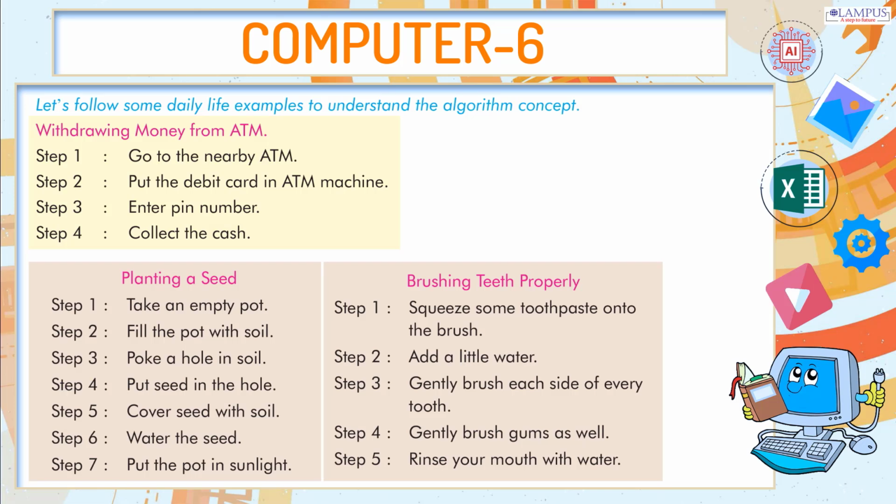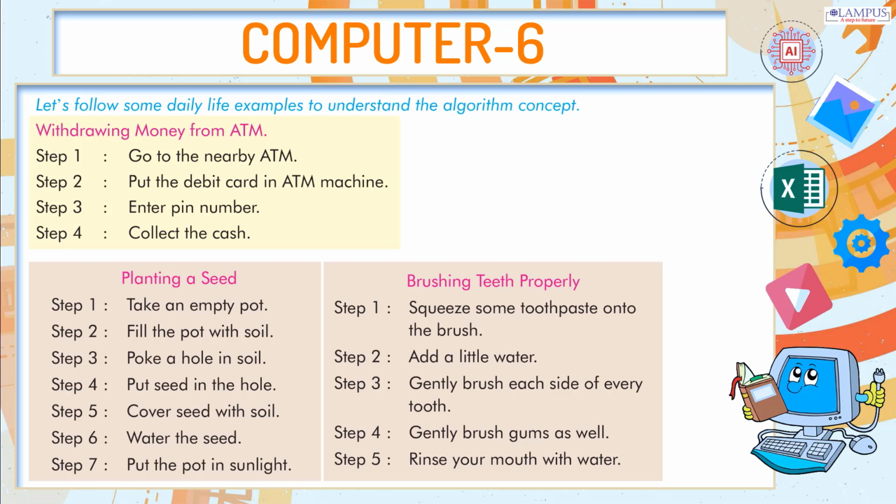Planting a seed. Step 1. Take an empty pot. Step 2. Fill the pot with soil. Step 3. Poke a hole in the soil. Step 4. Put the seed in the hole. Step 5. Cover the seed with soil. Step 6. Water the seed. Step 7. Put the pot in sunlight.